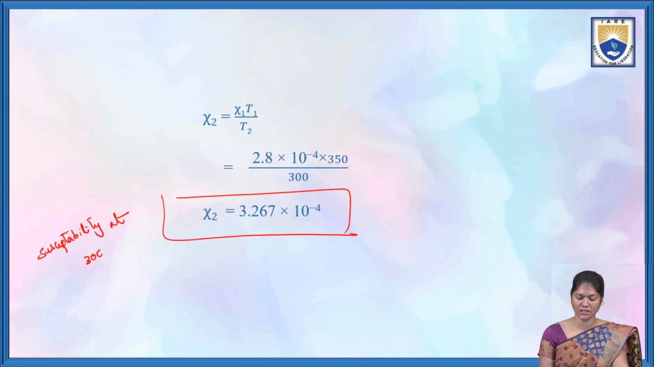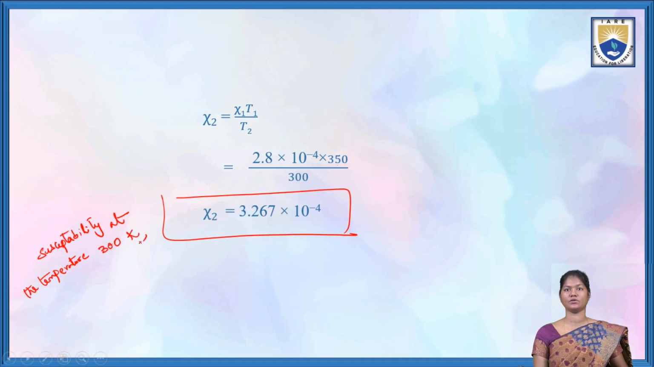So this is the susceptibility value at the temperature 300 degree Kelvin. Chi2 is equal to 3.267 into 10 power minus 4.